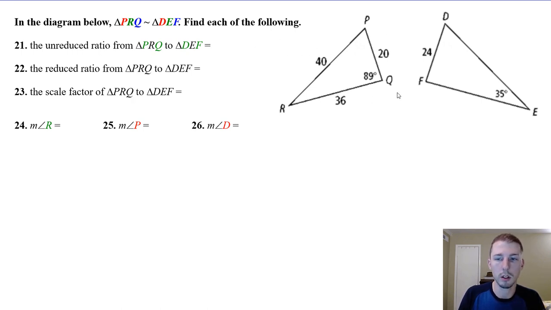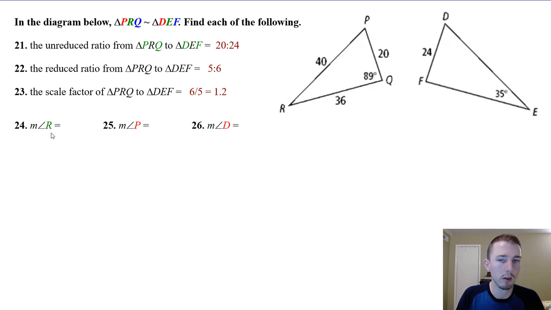So PRQ, that's one on the left to the one on the right. Well, I think 20 goes to 24, but let's be careful. The only side I have over here is DF. So DF is the first and the last. So that's going to go with the PQ, which is here. Okay, first and last. So yes, 20 is going to go with 24. So that's our unreduced ratio. Reduce it, we can take out a 4, I believe, which is going to give us 5 to 6. Yep. And then what's the scale factor? Well, that's going to be 6 divided by 5, which is the same thing as 1.25. You can take 24 divided by 20, and that'll give you the same thing as well.